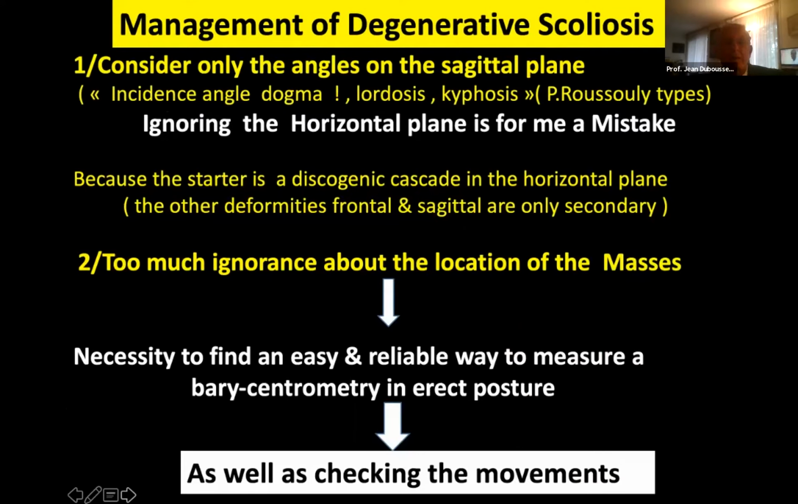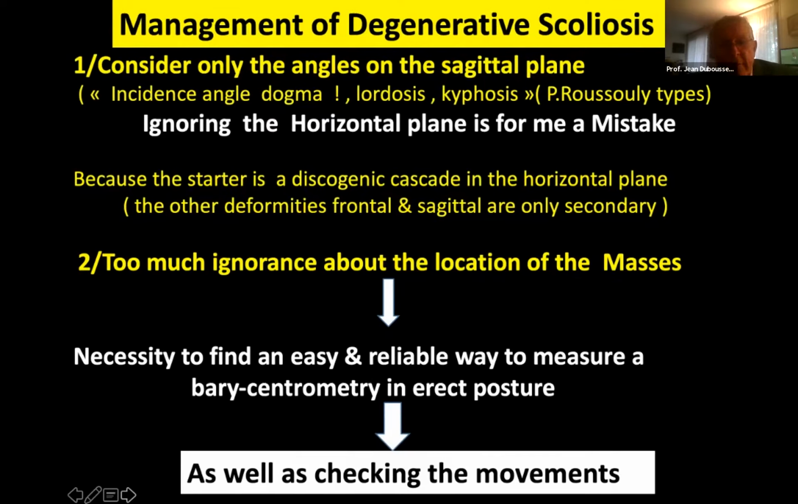So the management of degenerative scoliosis, when you consider only the angle and the incidence angle, all the formulas that are there, scoliosis, kyphosis, Roussouly type, ignoring the horizontal plane is for me a mistake.